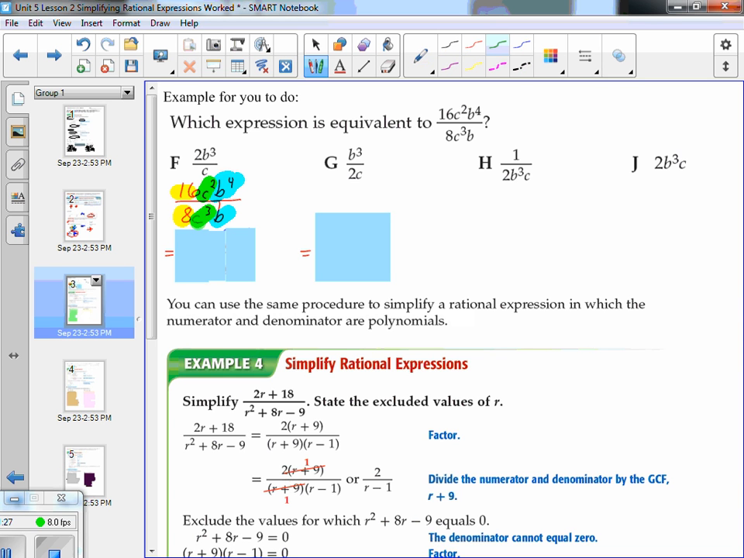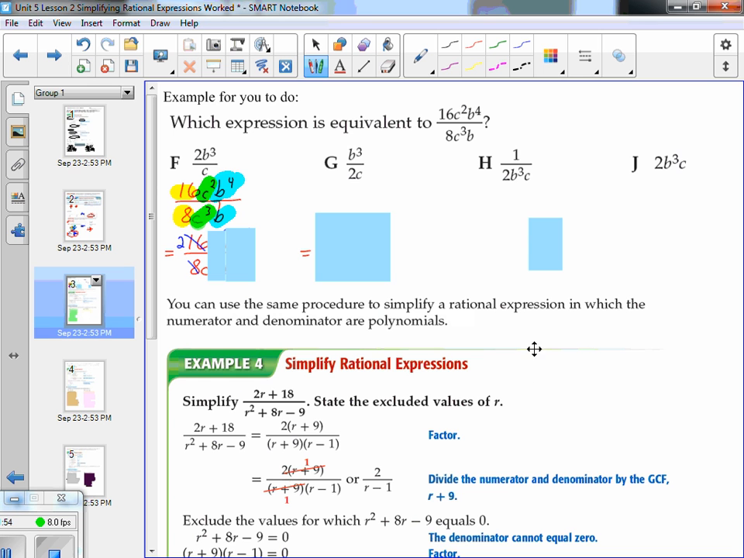All right? So, here we go. 16 over 8. Well, 16 divided by 8 is 2. Now, that 2 would either go in front, or would it go in the numerator or the denominator? Numerator, because that's where the bigger number is, the 16. Okay? So, 2 in the numerator.